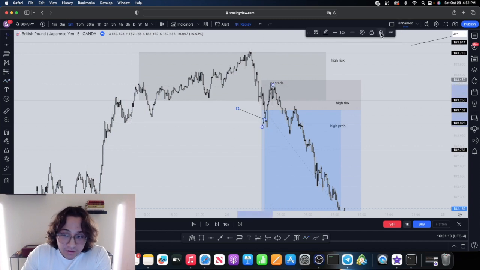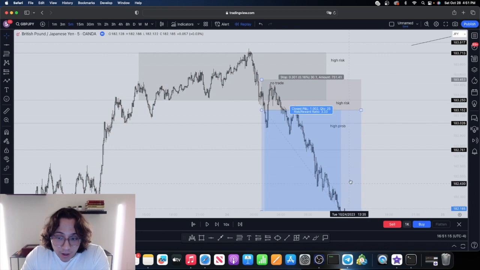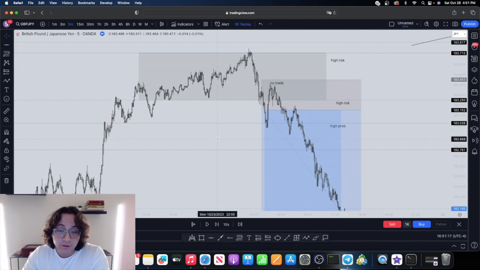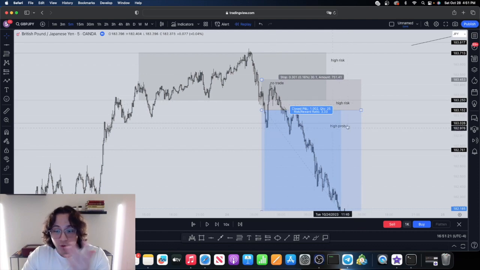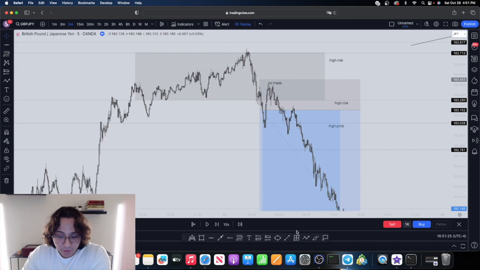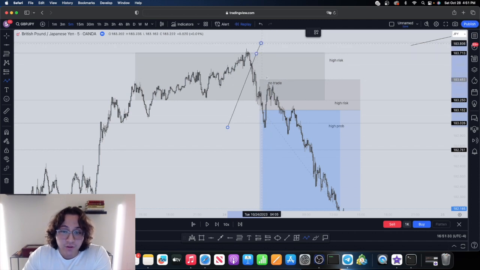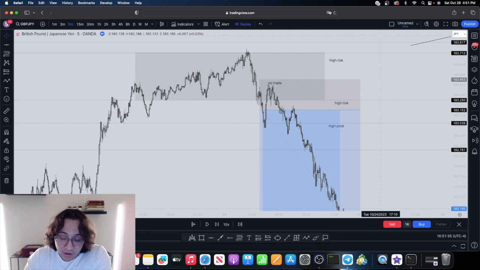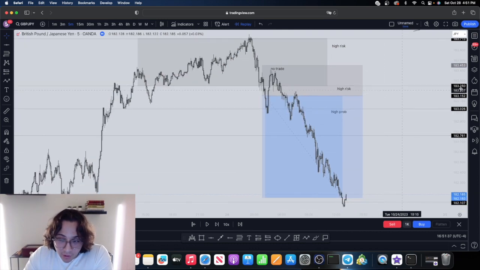So this is exactly what I mean whenever you guys need to mark up your high risk and your high probability, and you guys need to make sure to always lower your risk whenever you guys are taking high risk, and whenever you guys are taking high probability, you guys obviously want to risk your regular percentage. But this is exactly what I mean. Price can always bounce off from this area of support and push into a downside or upside, or price can always bounce off from this area of resistance and push to a downside, right? Again, you guys got to be very careful whenever you guys are taking your high risk.